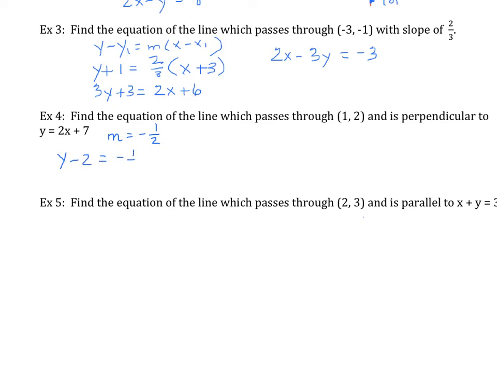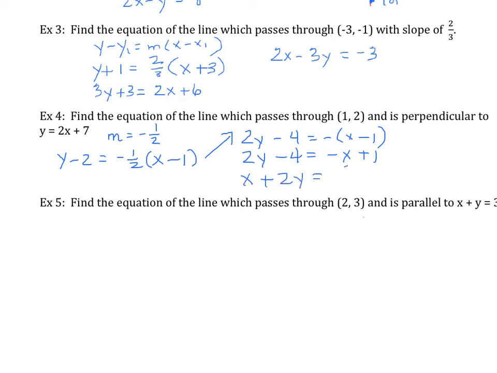Y subtracts from y, x subtracts from x, and I'm going to begin by multiplying by 2. And then I'm going to distribute my -1 through my parentheses. We will gather our x's and y's together, so x plus 2y, and gather our numbers together. And that's the equation of our line in standard form.